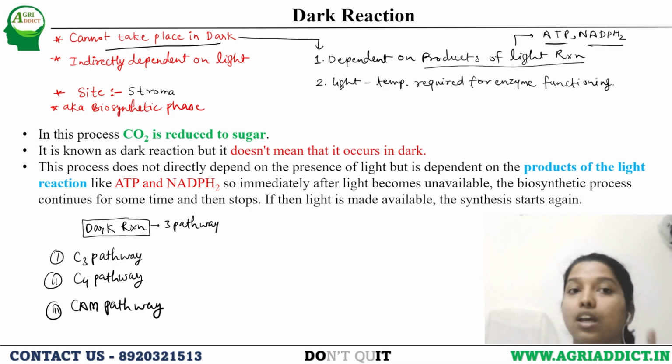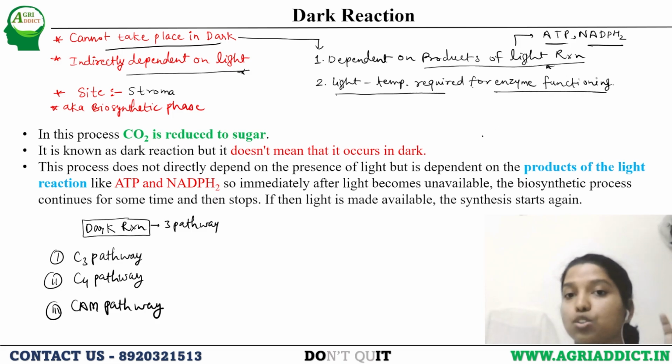So we cannot say that we are calling it dark reaction because it can take place in dark. No, because it is requiring the products of light reaction. So we'll say that it cannot take place in dark. Okay. Indirectly dependent on light, because the products of light reaction are being used in dark reaction. Light and temperature are required for enzyme functioning. Okay. So we are calling it dark reaction because it is not directly dependent on light, but it requires light because it requires the product of light reaction.